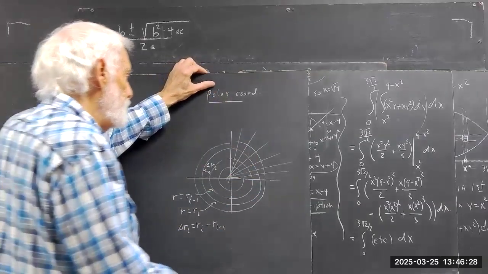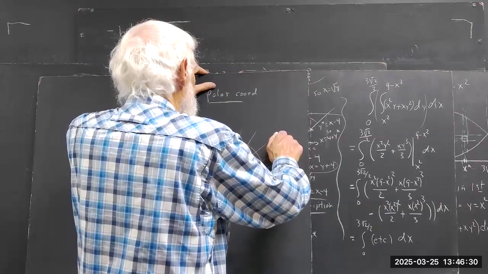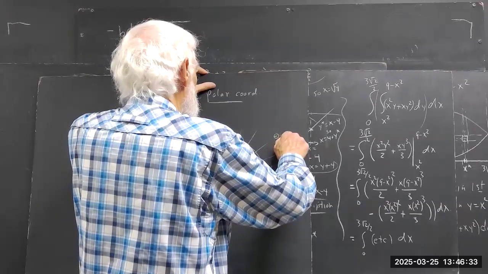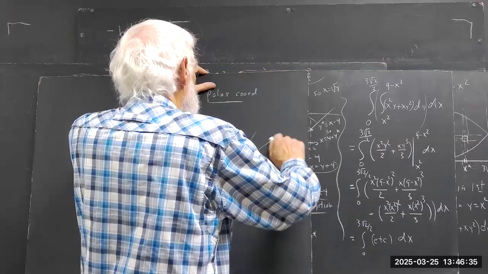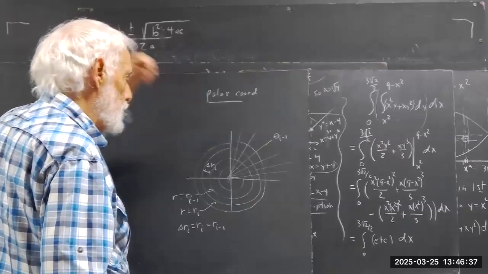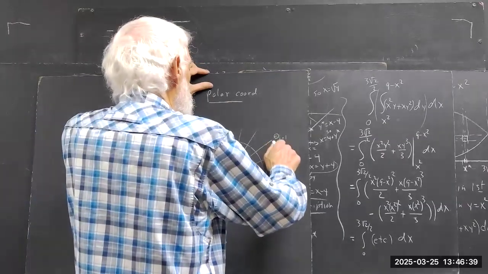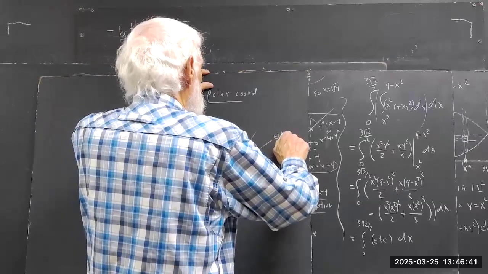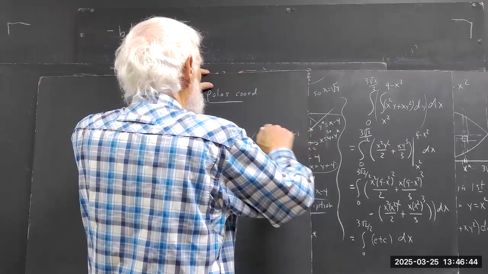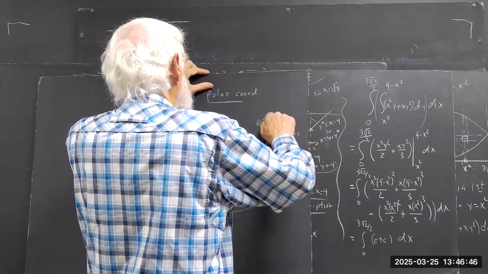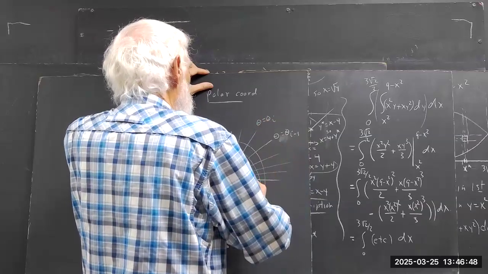Over here, let's say that this line represents theta equals theta sub i minus 1, and this is theta equals theta sub i.